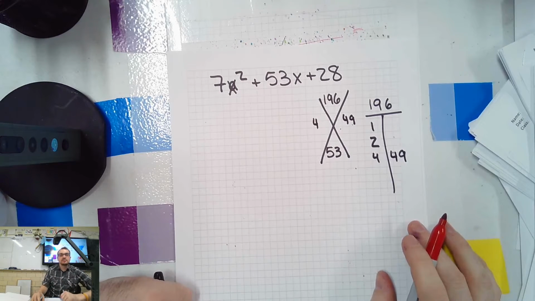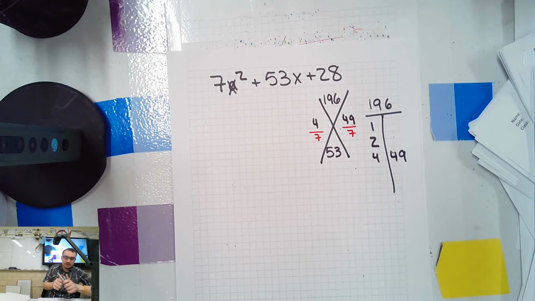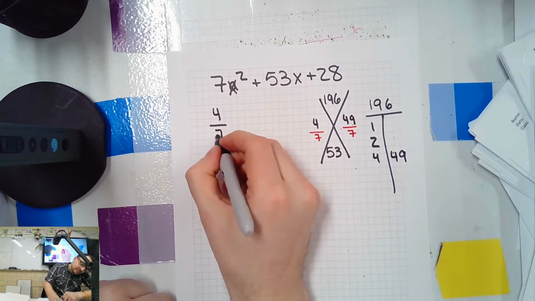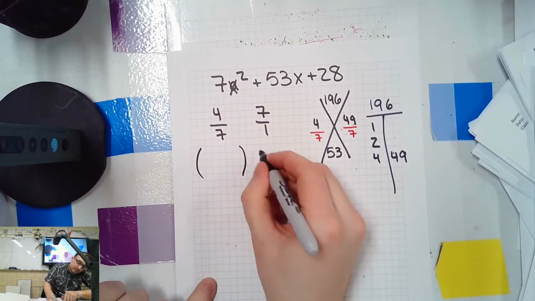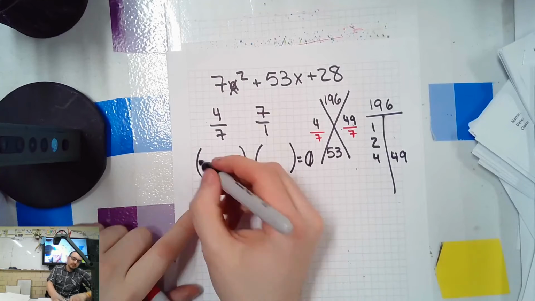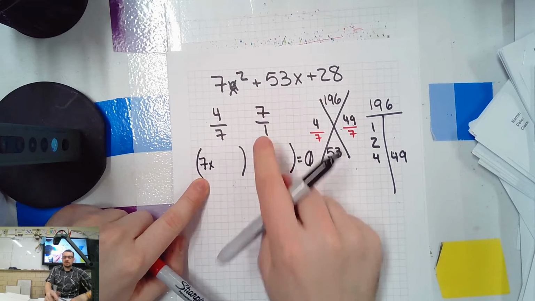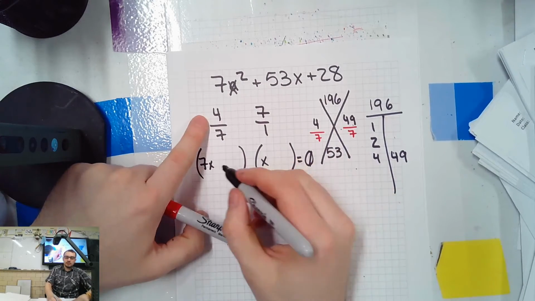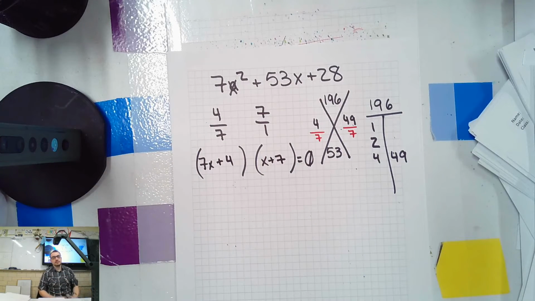Alright, so now what do we do? We divide by A. Hey, look, one of them does reduce. So we get 4 over 7, and 7 over 1. What number goes in front of x here? 7x. The numbers here are the coefficients of x. Just put 1x. And then plus 4 goes with this guy. Ta-da. Equals 0.